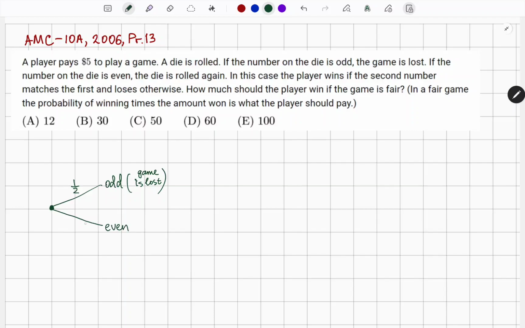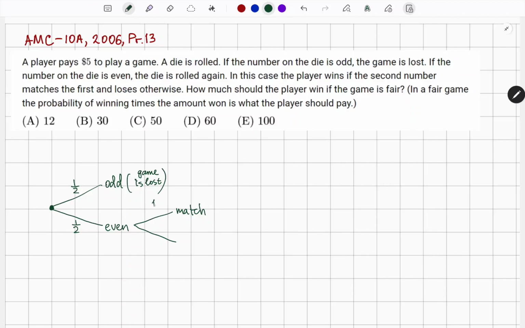If the result is even, with the probability of a half again, then you continue the game and the die is rolled again. In this case, the player wins if the second number matches the first and loses otherwise. So we have to put it on the tree diagram somehow. So match. If the next number on the next row matches the first, there is only one possibility, one number that matches the number from the previous row.